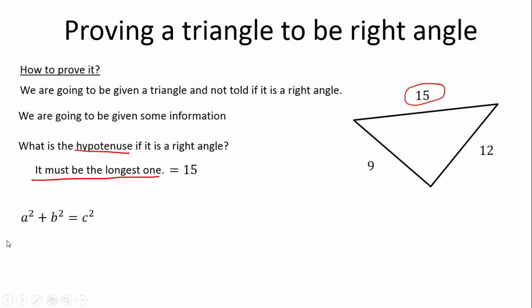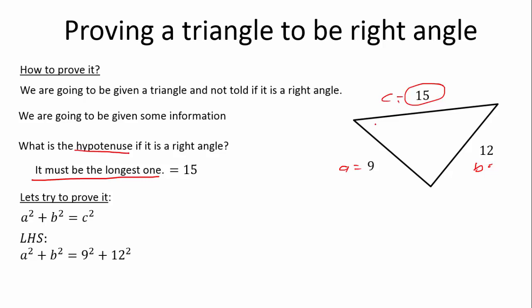If it is a right angle, we're going to prove it: A squared plus B squared is equal to C squared. So we have the left-hand side, which is A squared plus B squared, and that is equal to 9 squared plus 12 squared, because this is our A, and if it is a right angle, that's our B. That is our C. 9 squared is 81. 9 times 9 is 81. 12 times 12 is 144. What does that equal? 225.